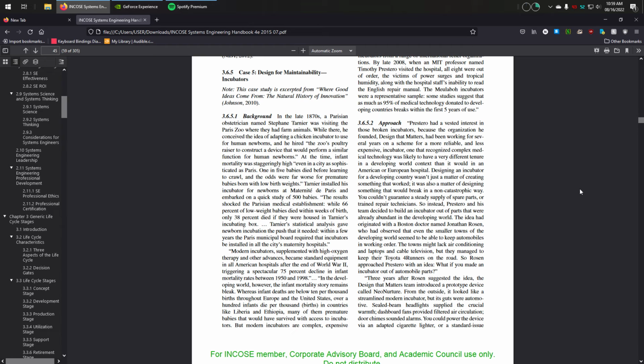The idea had originated with a Boston doctor named Jonathan Rawson, who had observed that even the smaller towns of the developing world seemed to be able to keep automobiles in working order. The towns might lack air conditioning and laptops and cable television, but they managed to keep their Toyota 4Runners on the road. So Rawson approached Prestero with an idea. What if you made an incubator out of automobile parts?